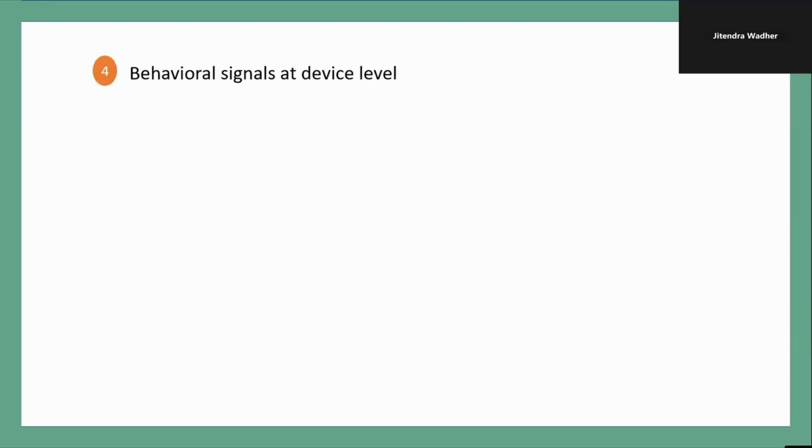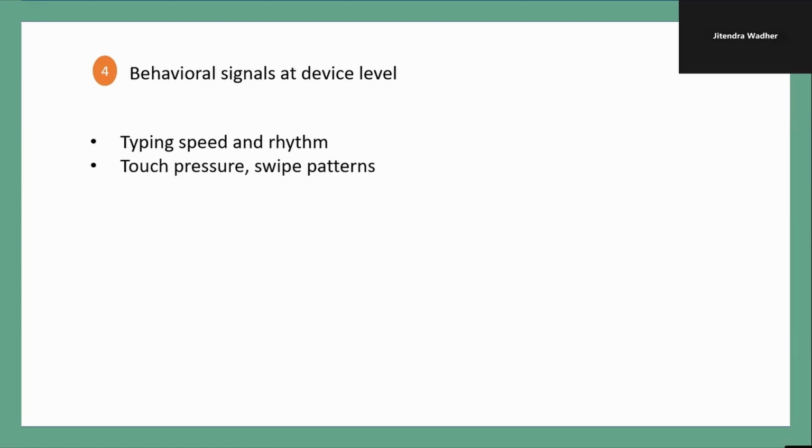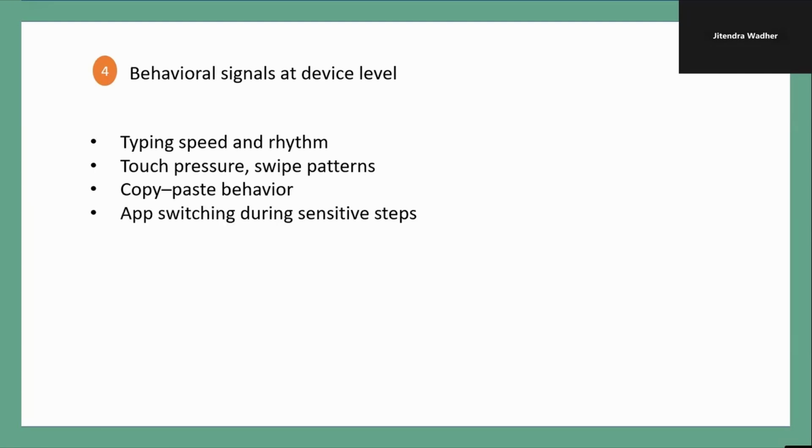Next is behavioral signals at the device level. Endpoint security notes your typing speed and the rhythm at which you normally type as a customer. It notes the touch pressure and swipe pattern. It will detect copy paste behavior. If you are trying to copy your user ID and password and paste it into the app, it will detect that.